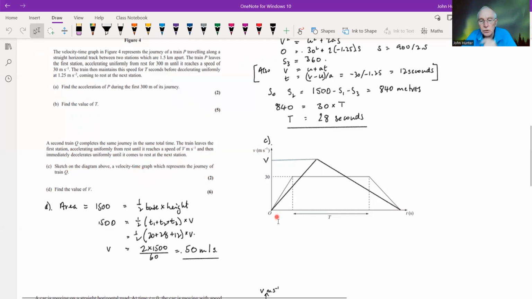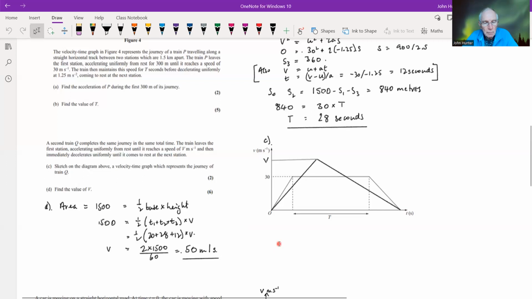Okay, well, it's just told us it's the same time. So the length of this bit is going to be the same. This one just accelerates and decelerates though, so there's no plateau on the top of this one. It goes up and then down. So we just get a triangle representing this journey. And it goes on to say, find the value of V. So this is the velocity time graph. So we've done part A, part C, and then D is find the value of V.